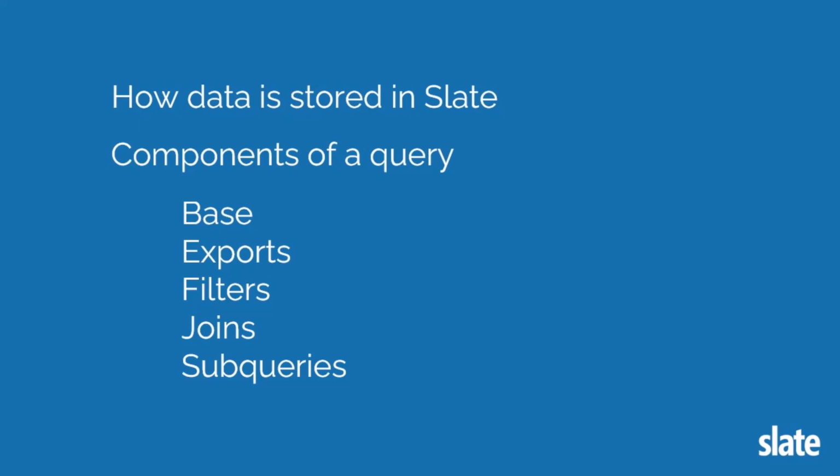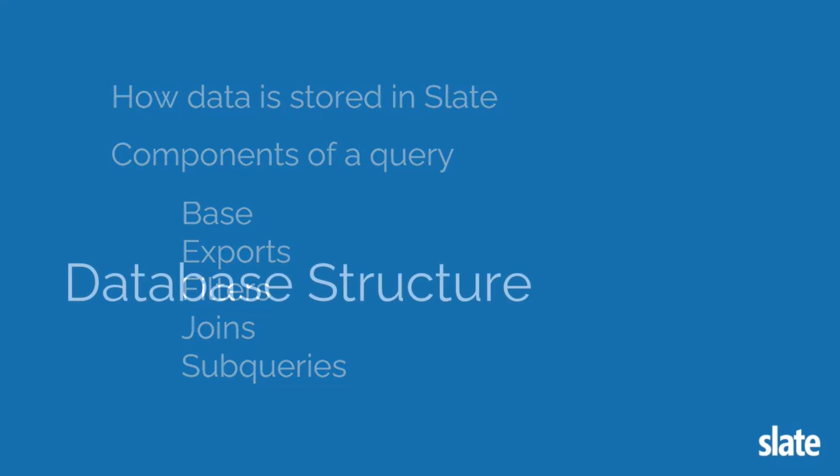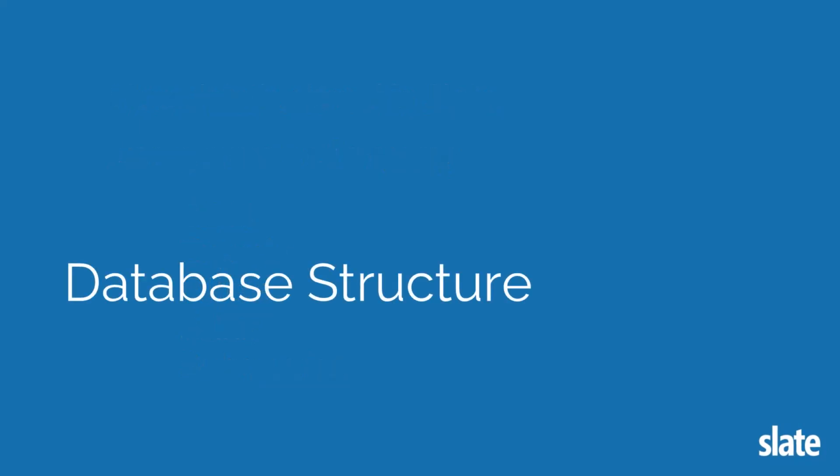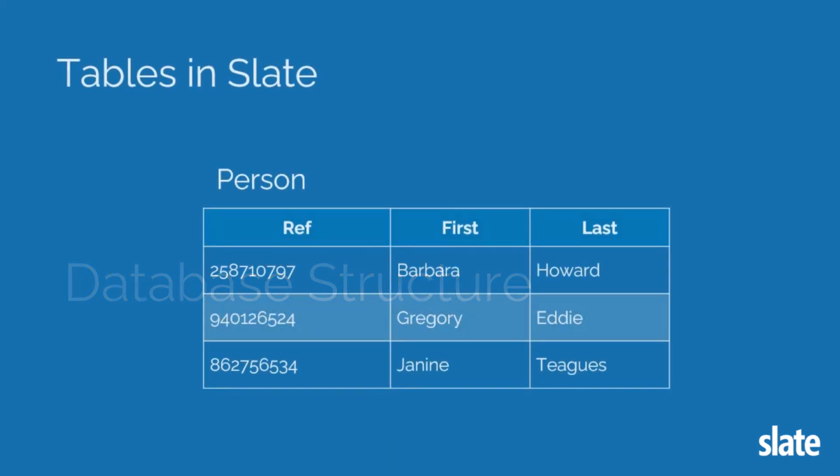Before we dive into building queries using configurable joins, we'll spend some time looking at how data is stored in Slate. Understanding the underlying database structure can inform how we choose the base of our query, and which joins we will need to access the desired filters and exports. Data in Slate is stored in tables. These tables can be visualized as spreadsheets.